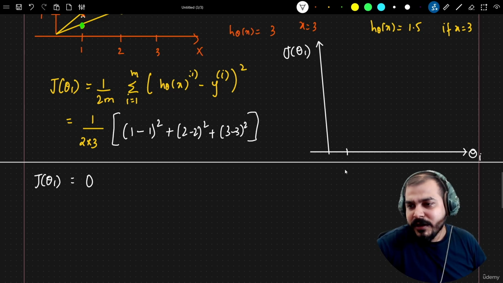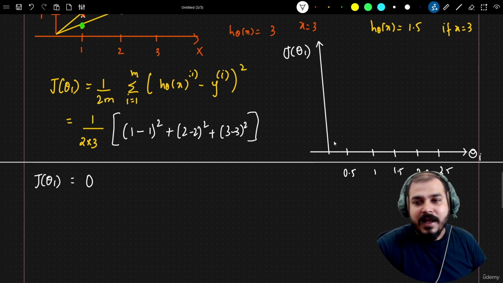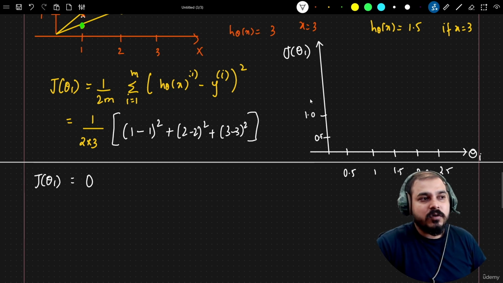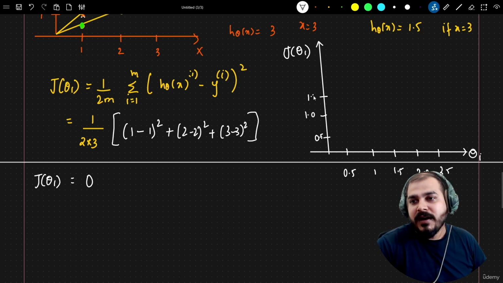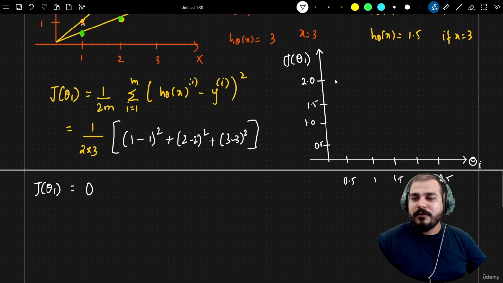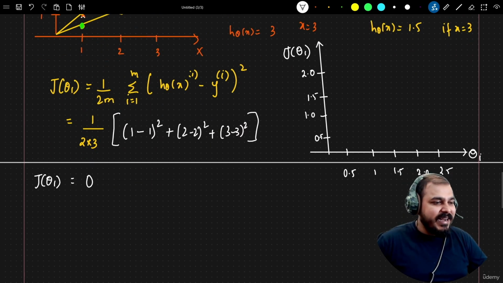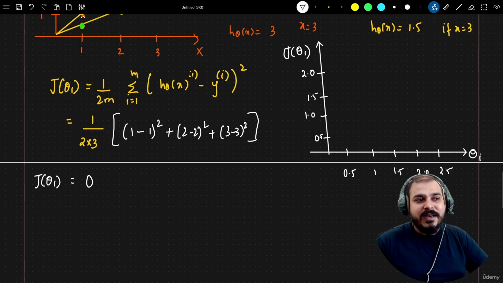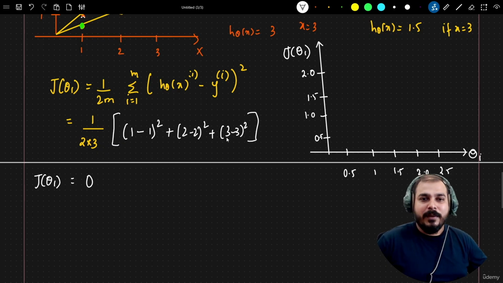Let me denote some points like this: 0.5, this is basically 1, 1.5, 2.0, 2.5. And similarly, this is 0.5, 1.0, 1.5, and this is 2.0. So I'm just creating a different graph along with this, and this graph basically indicates the relationship between theta 1 and j of theta 1.